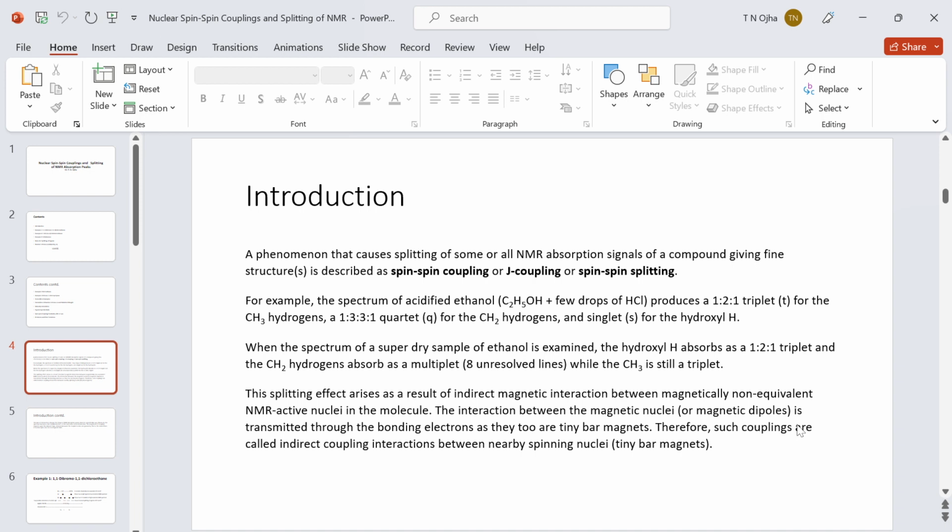This splitting arises as a result of indirect magnetic interaction between magnetically non-equivalent NMR active nuclei in the molecule. The interaction between the magnetic nuclei or magnetic dipoles is transmitted through the bonding electrons as they too are tiny bar magnets. Therefore, such couplings are called indirect coupling interactions between nearby spinning nuclei, which we often call tiny bar magnets.